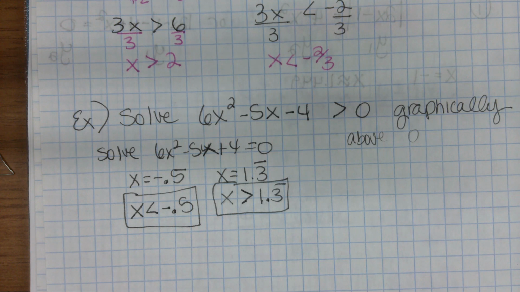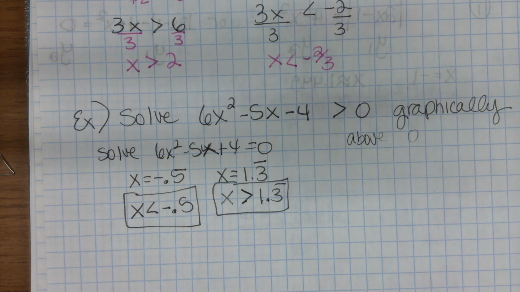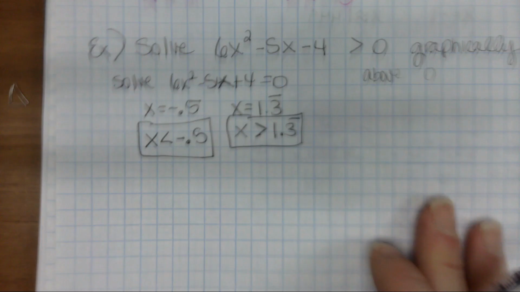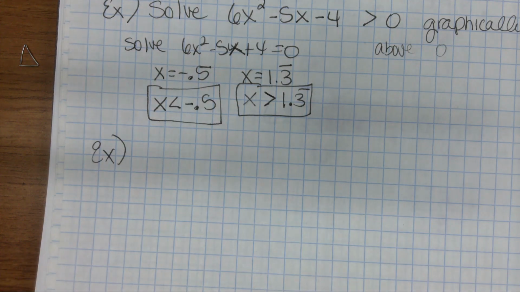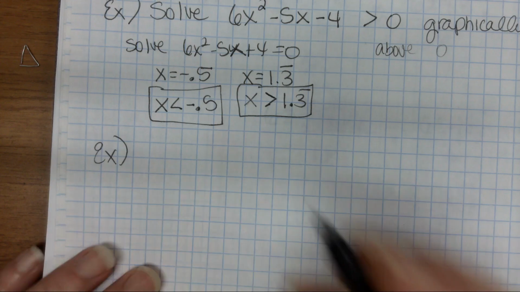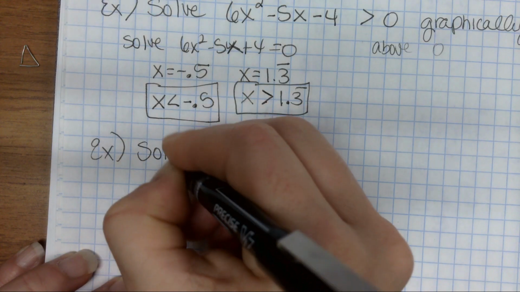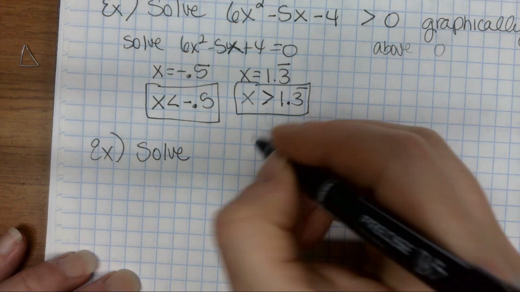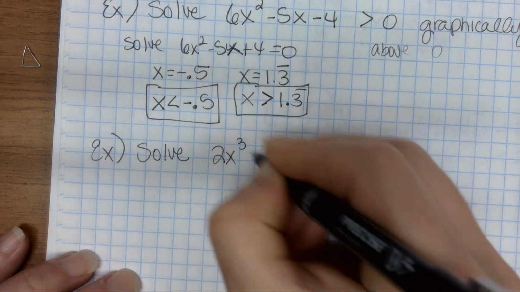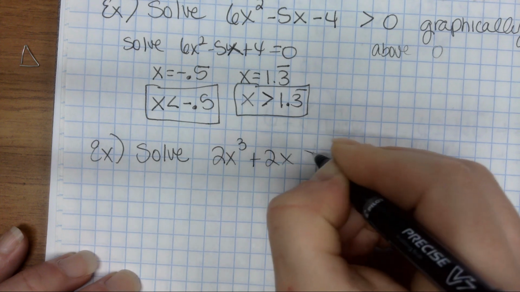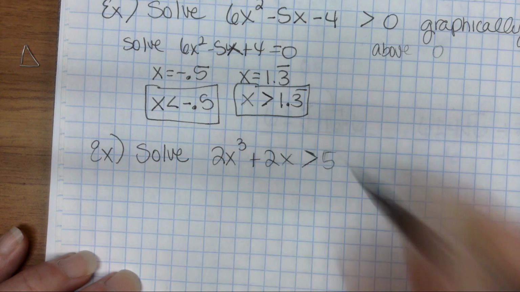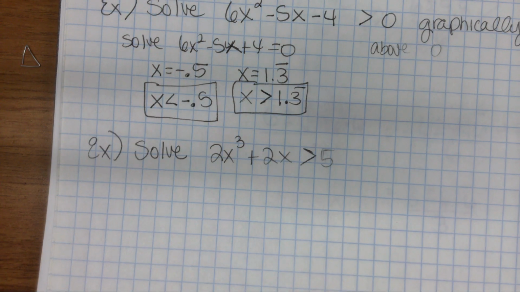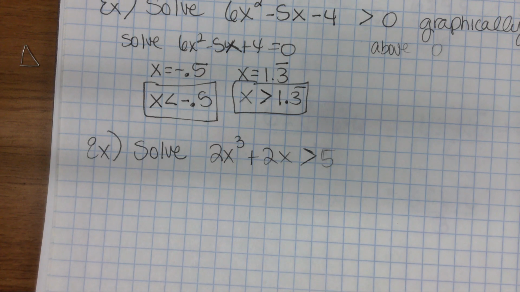All right, so this will be our last example, I think. So when will the function 2x cubed plus 2x be greater than 5?